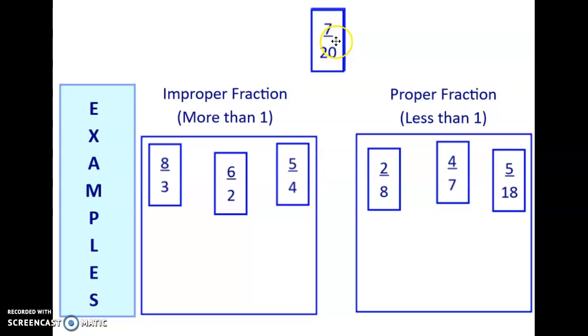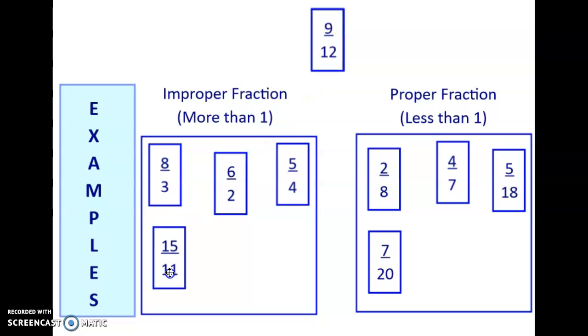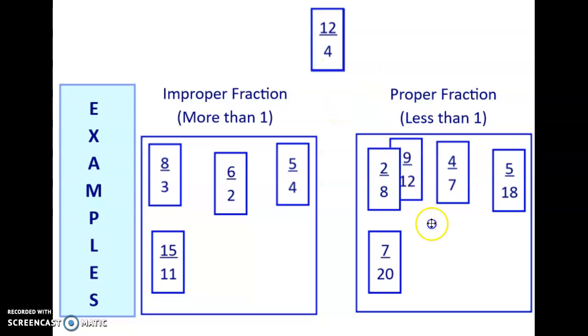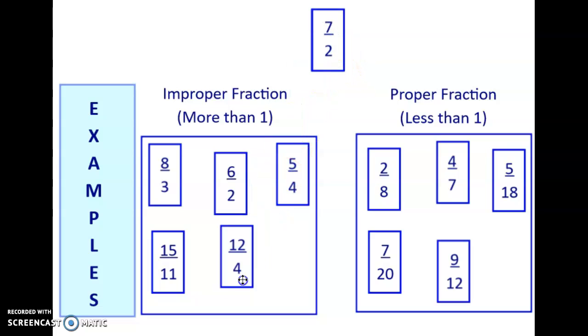7 over 20 is a proper fraction because 7 is smaller. What about 15 over 11? Where do you think that should go? Correct, it should be on the improper fraction. It is more than 1 because 15 is bigger than 11. Couple more examples. 9 over 12 is a proper fraction because 9, the numerator, is smaller. And 12 over 4 is an improper fraction. Well done if you said it, because 12 is larger than 4.